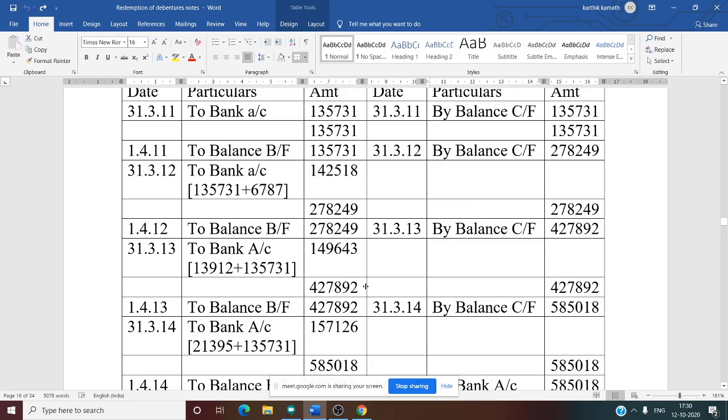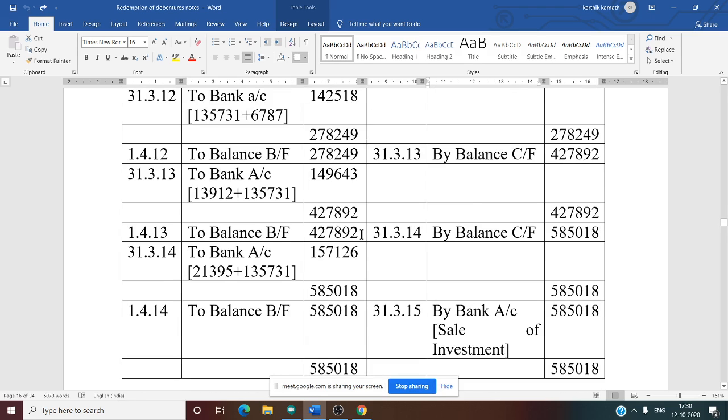Close that year. The fourth year you also need to do the same thing. The bank account you need to write by seeing the previous account, so to bank 1,57,126. The total of the fourth year is 5,85,018. Close the fourth year. No other information.